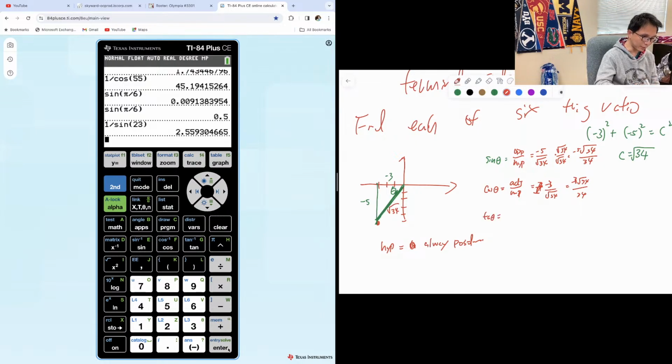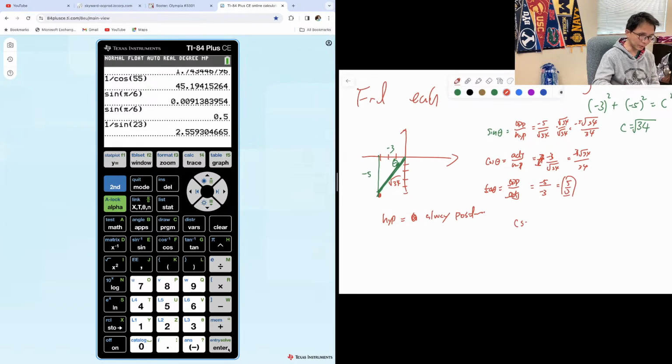Tangent theta is what? No, it's opposite over adjacent. SOHCAHTOA. So that is going to be -5 over -3, and that's equal to 5 over 3. And can you find cosecant? Yes. It's gonna be the flip of that, so it'll be square root 34 over 5. So I just flip this part without rationalizing.